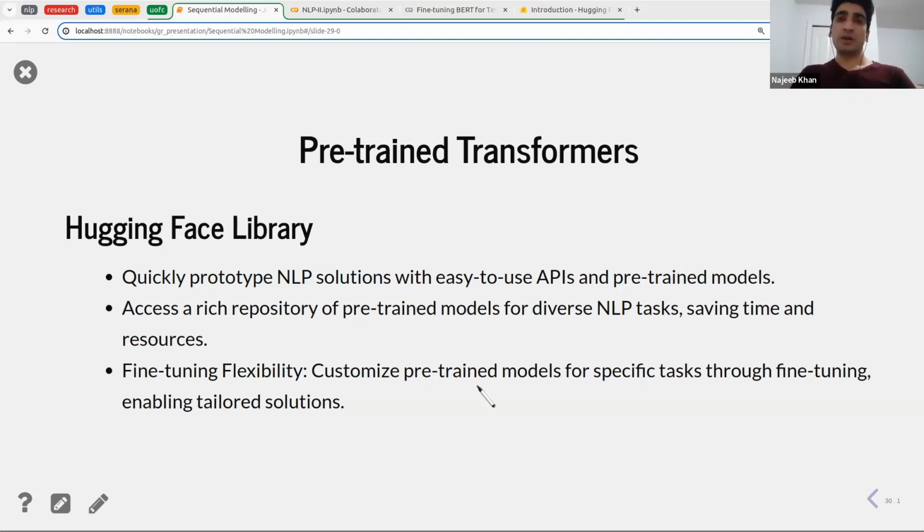And it also provides you the capability, given that pre-trained model, to fine-tune it and use it with your own data.